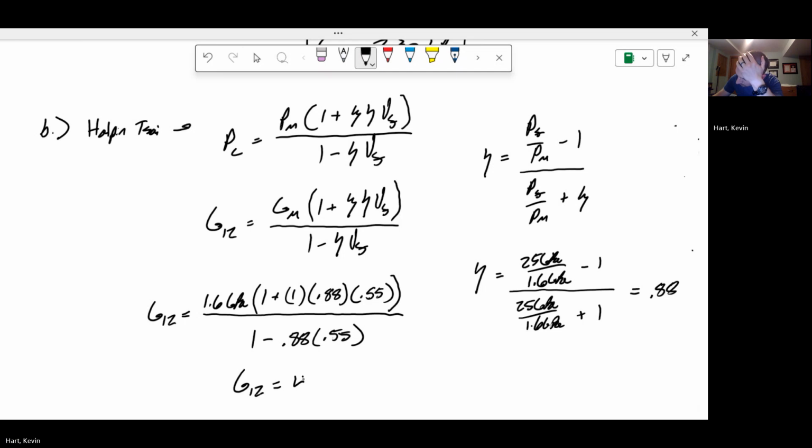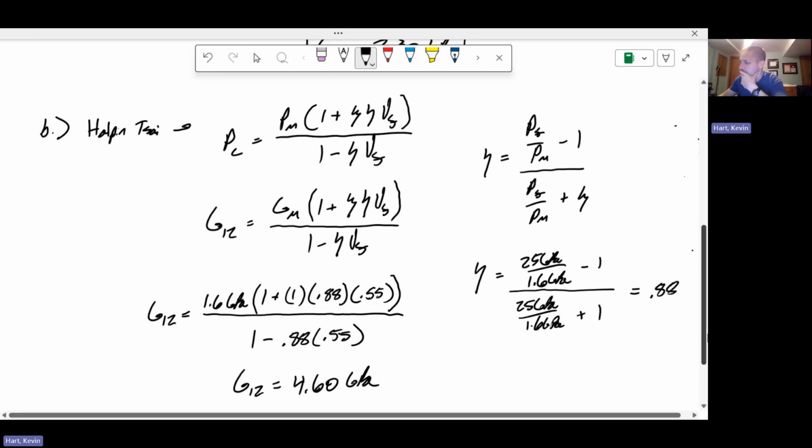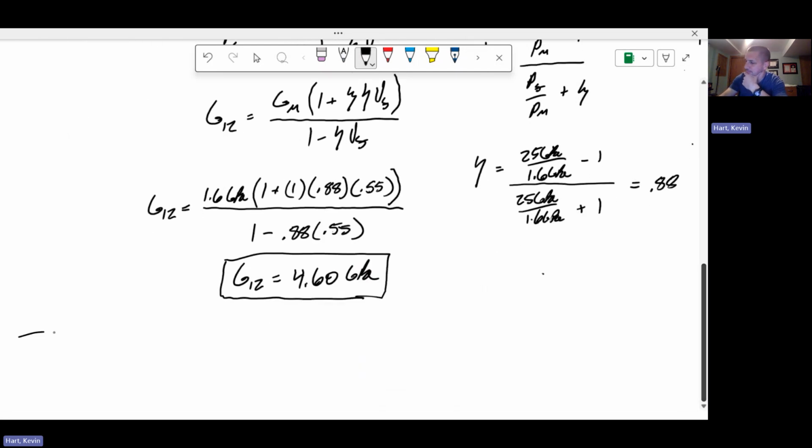$4.60. Okay, hope those are the answers. Yep, those are the answers that you see on the piece of paper there. All right, so that's problem number 1.